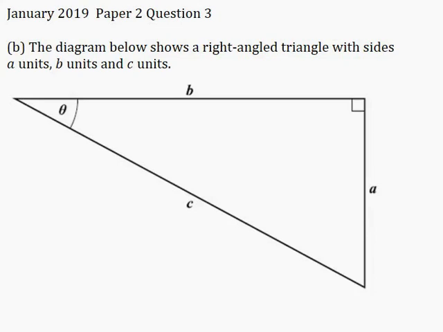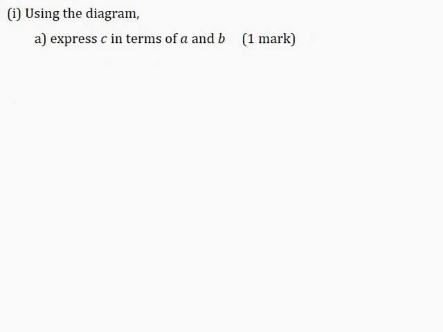In this video, I'll be solving January 2019, Paper 2, Question 3. Part B. The diagram below shows a right angle triangle with sides A units, B units, and C units. Part 1A. Using the diagram, express C in terms of A and B for 1 mark.